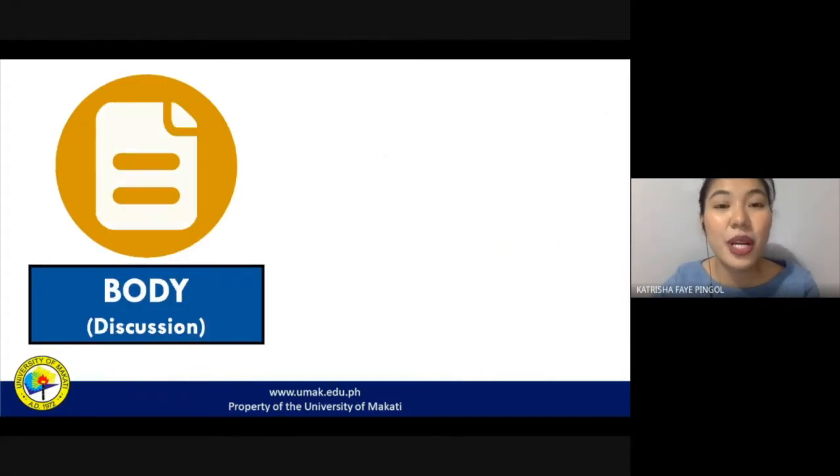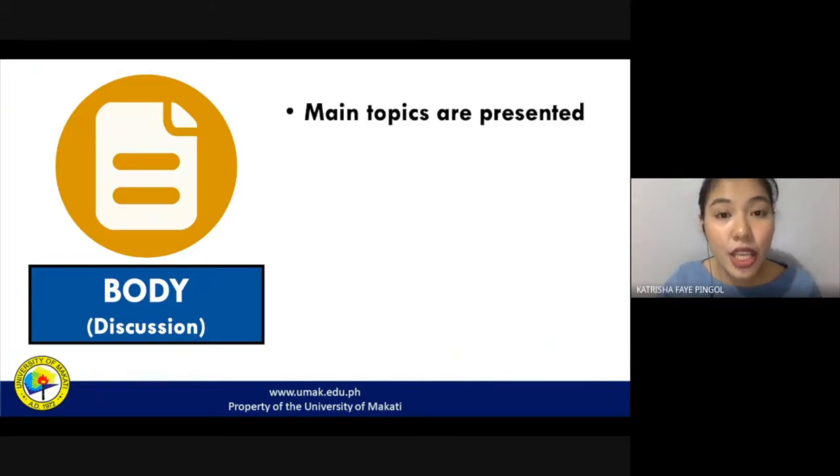The second part is what we refer to as the body, or basically the part of your speech that will contain your discussion. So it could be the discussion of your chosen topic, concept, or idea, or it could be a discussion of your arguments. Okay, so every detail that you want to present would have to be discussed in this particular part of your speech. The body of your speech would always contain the main topics or your main arguments.